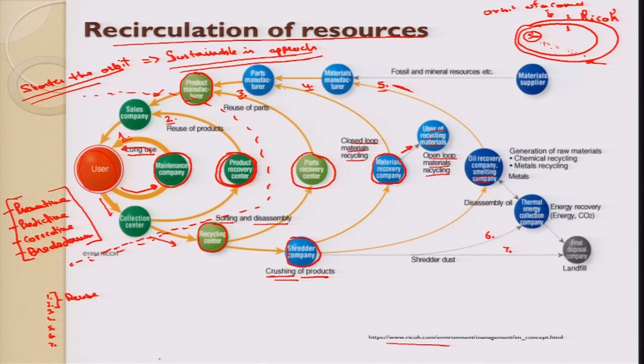So next is the final disposal. Before final disposal, we have the sixth comet. The sixth orbit here is the thermal energy collection company, which recovers the energy, and after that the seventh part, the shredder dust, and also after this final energy recovery, it is sent for final disposal. What is final disposal?